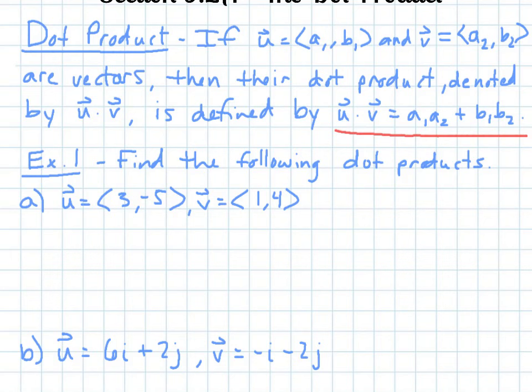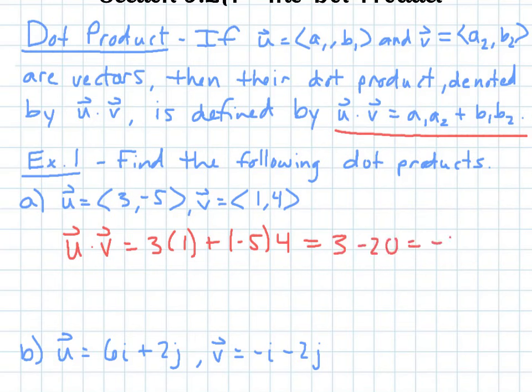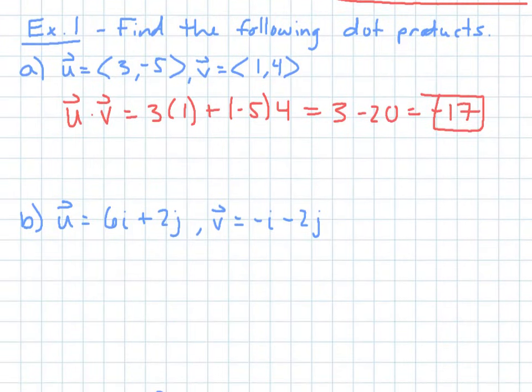So if I want to find the dot product of two vectors, here I'm given vector u and vector v. For vector u we have 3 comma negative 5, and vector v is 1 comma 4. So for this one we would take 3 times 1 plus negative 5 times 4, and then simplify our math. So 3 times 1 is 3, negative 5 times 4 is negative 20, and then a subtract gets me negative 17.